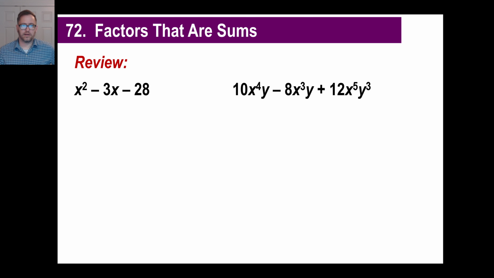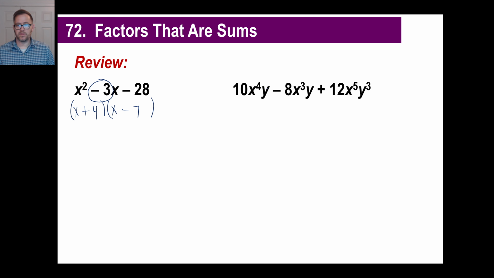Hey guys, let's take a look at factors that are sums first. And in this one, let's go back. Remember how to do the ones on the left, right? We just simply turn them into binomials. And we figure out what two numbers multiply to give us negative 28 and also add to give us negative 3. And the answer to that is positive 4 and negative 7.